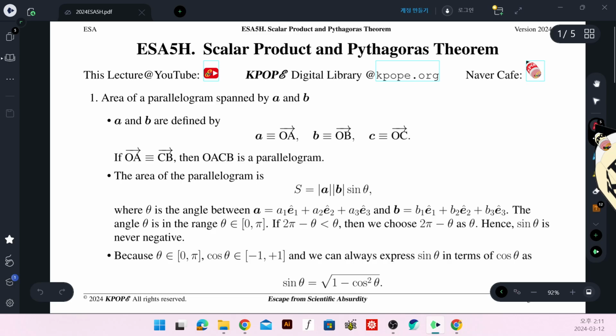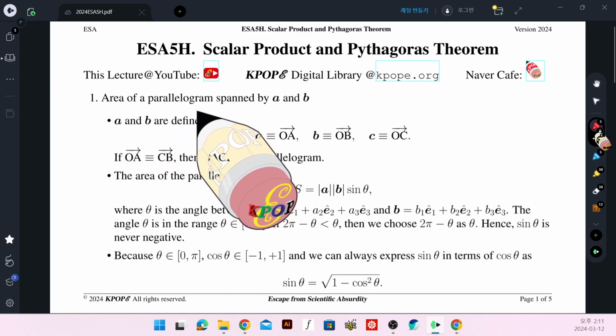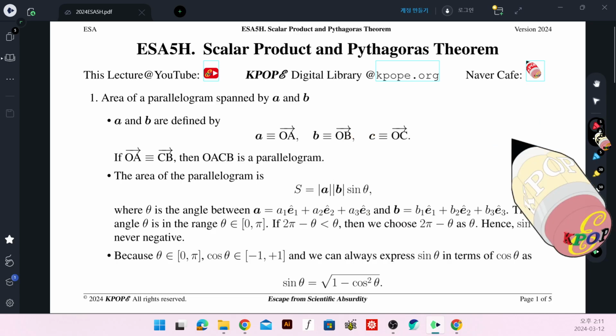Okay, today we study the scalar product and Pythagoras theorem: the area of a parallelogram spanned by A and B.